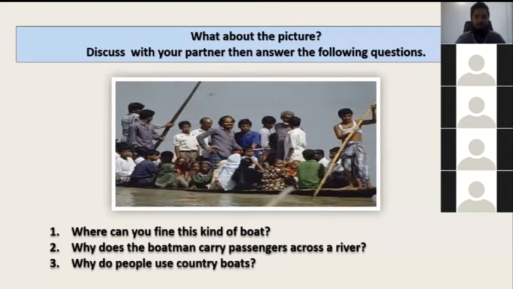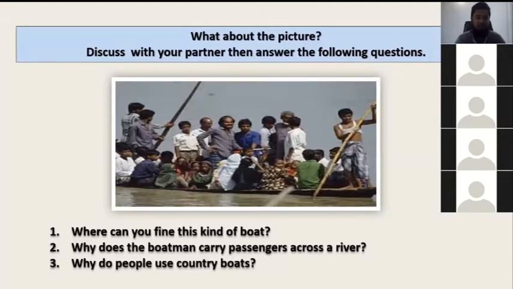In Bangladesh. So before a proper noun, you cannot use an article. Where can you find this kind of boat? We can find this kind of boat in Bangladesh. Yes. So Rafiq, could you please repeat? Yes, so we can find this kind of boat in Bangladesh. Okay. It seems that the boat is loaded heavily, right?